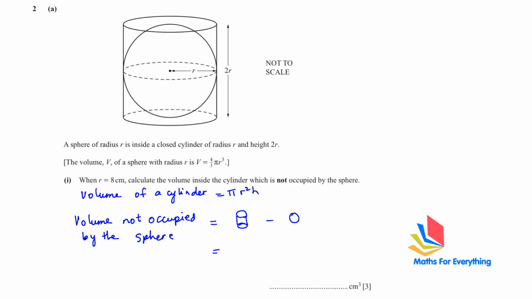Volume of the cylinder is pi r square h, and r is 8 centimeters. So we are going to replace that: pi times 8 square, and h is 2r, so 2 times 8. This whole thing minus the volume of the sphere, which is given by 4 over 3 pi r cube. R is 8, so 8 cube. Now we will put this in the calculator to get the answer.